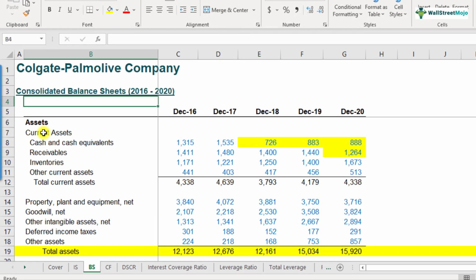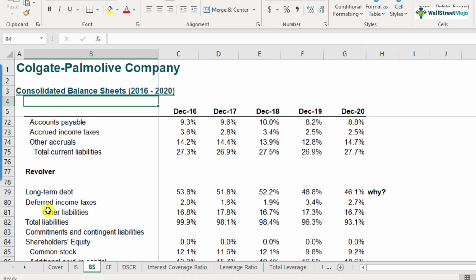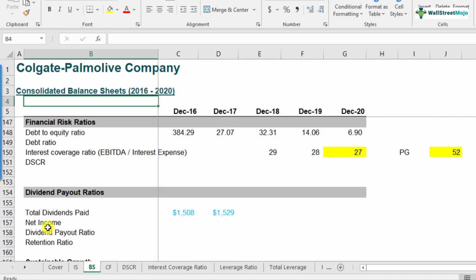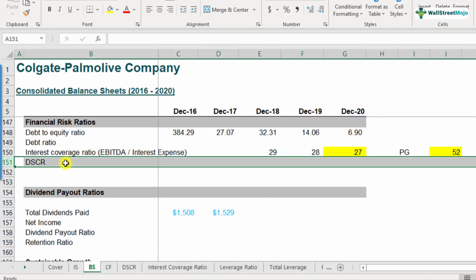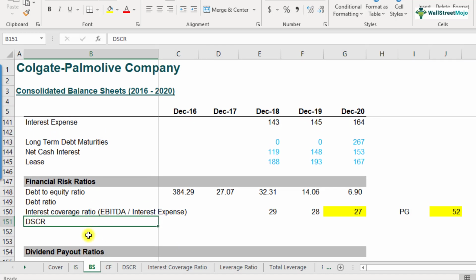So here is the balance sheet of Colgate, and I want you to scroll down to row number 151. This is where we will calculate the debt service coverage ratio, or DSCR. So what's the formula of DSCR, by the way? It's EBITDA divided by your debt service. EBITDA is nothing but the net operating income.